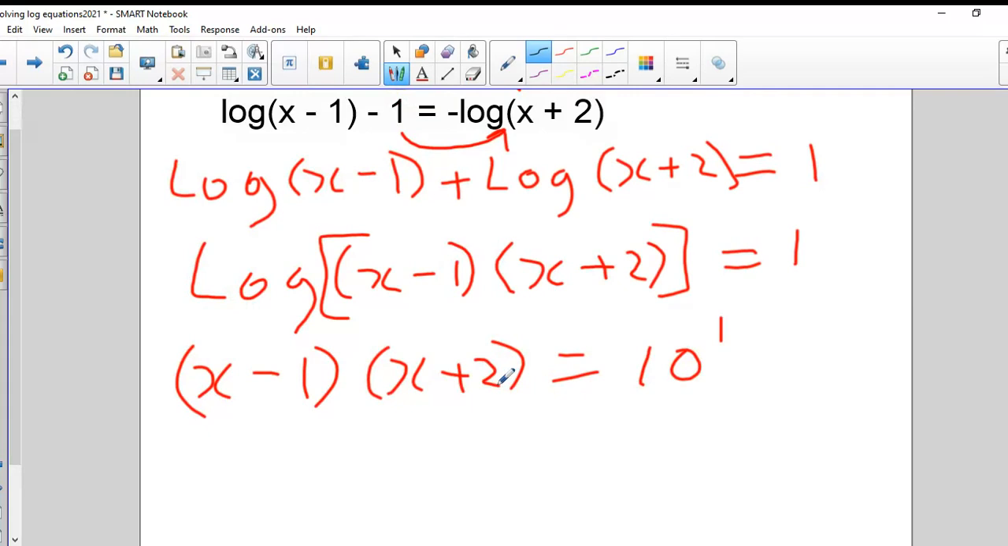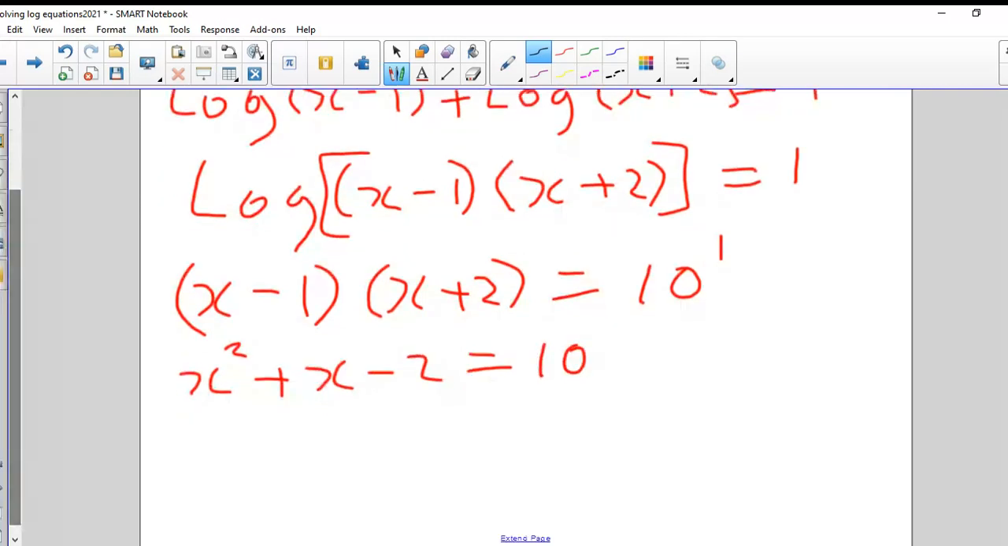Expand the product of the binomials and bring 10 over. Okay, so let's do that, and hopefully we don't have to spend a lot of time on that. The x times x gives me x squared. Then I'm going to have minus 1 and 2, which is plus x. And then minus 2 is equal to 10. 10 to the power of 1 is obviously 10.